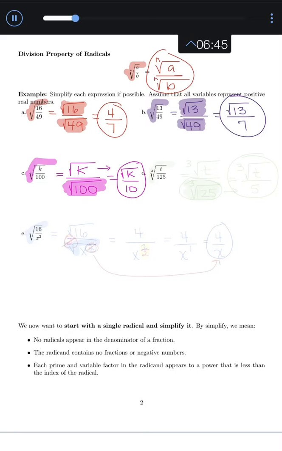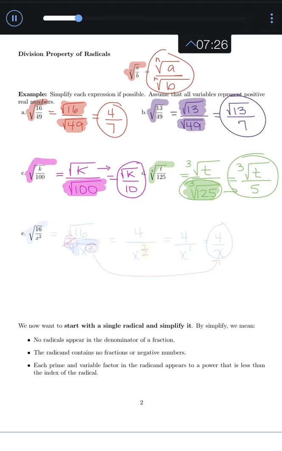In D, we've got something different. We've got a cube root. So I'm going to still break that up into two identical cube roots. So we'll have the cube root of the t on the top and a cube root of the 125 on the bottom. Again, I can't do anything with the cube root of t. That's going to have to stay as is, but I can take the cube root of 125. What number multiplied by itself 3 times gives us 125? Well, that's just a 5. So we'll have a 5 on the denominator. So we get the cube root of t over 5.